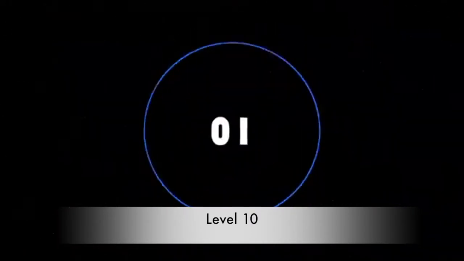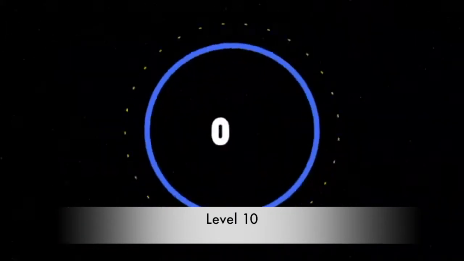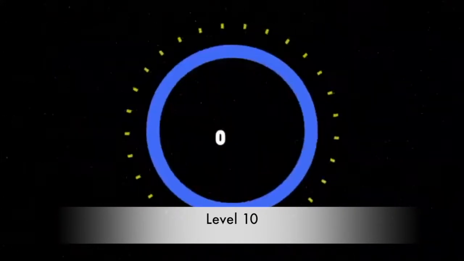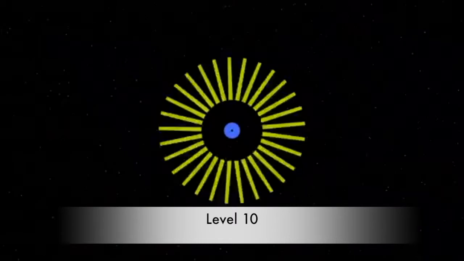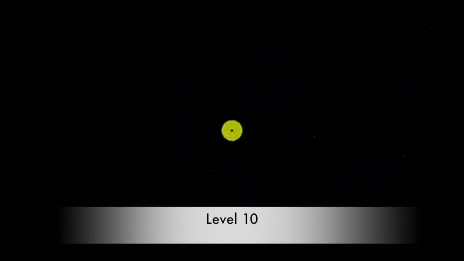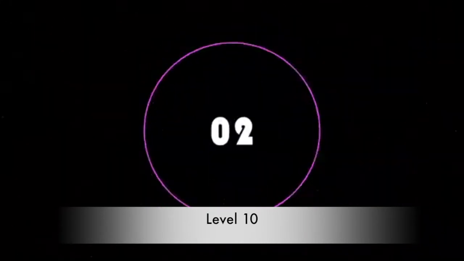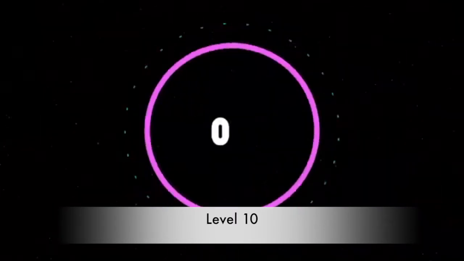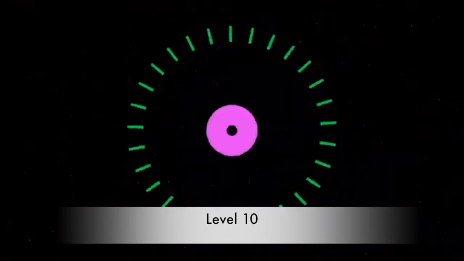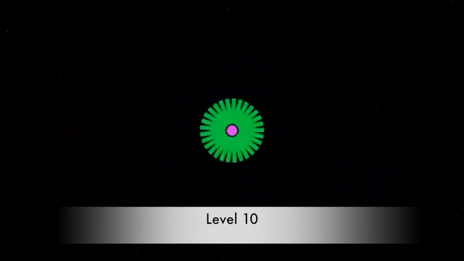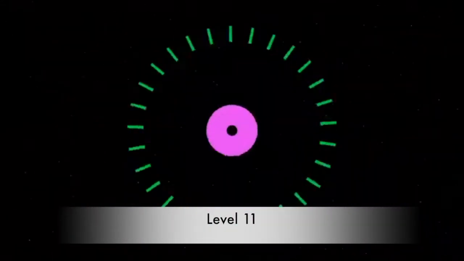109. 110. 111. Keep it going. 112. 113. 114. 115. 116. 117. 118. 119. 120. 121. 122. 123. End of level 10.